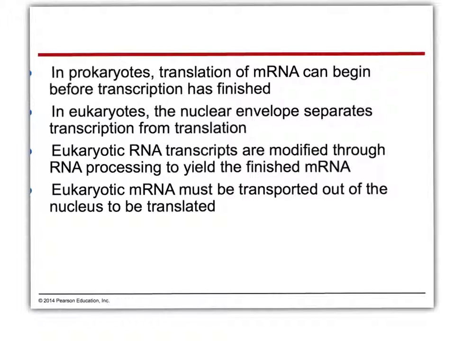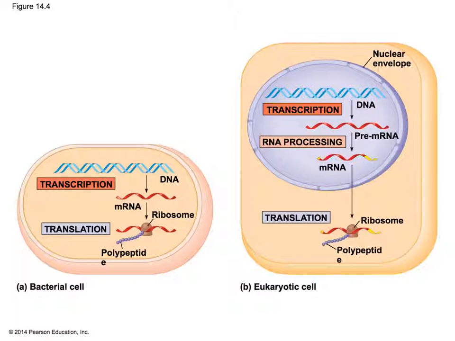And the transport of mRNA out of the nucleus is an important step. It provides a step of regulation. If the cell no longer wants that gene to be expressed, it can prevent the mRNA from leaving the nucleus for whatever reason, and then it won't be translated into protein. As an example, towards the end of the chapter.